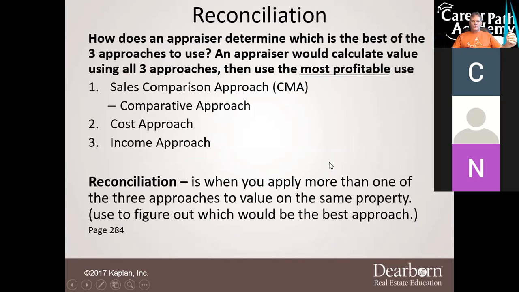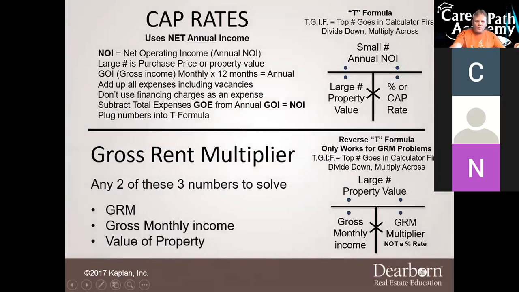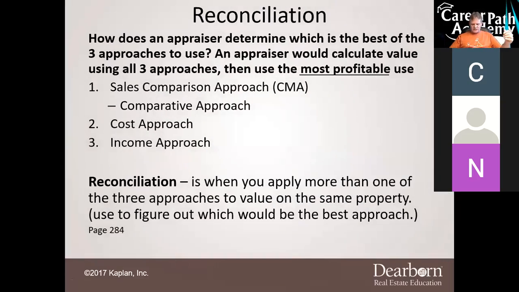All right, so reconciliation is when you apply more than one of the three approaches to value to the same property. And you're going to do this to figure out which would be the best approach to use at the end. What are the three approaches? We got it on screen in front of you. Sales comparison approach, cost approach, and the income approach.